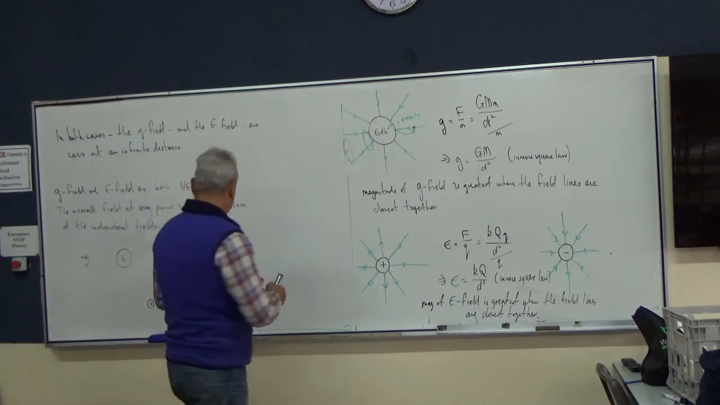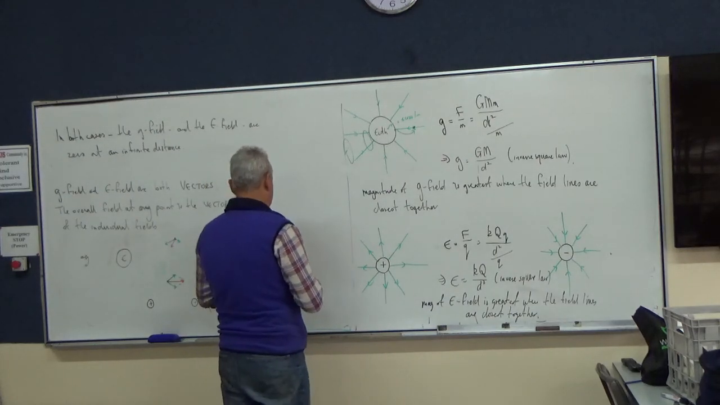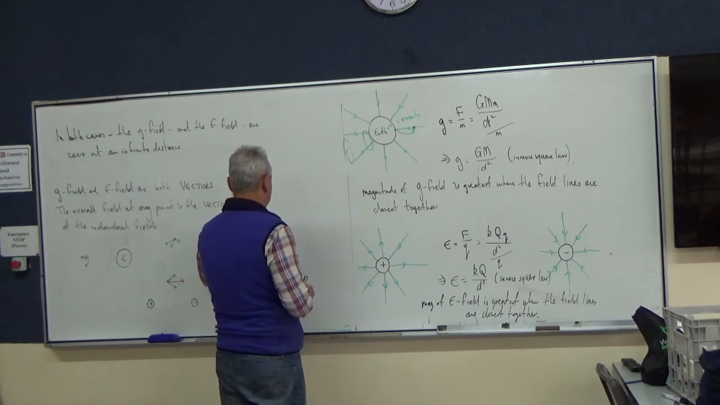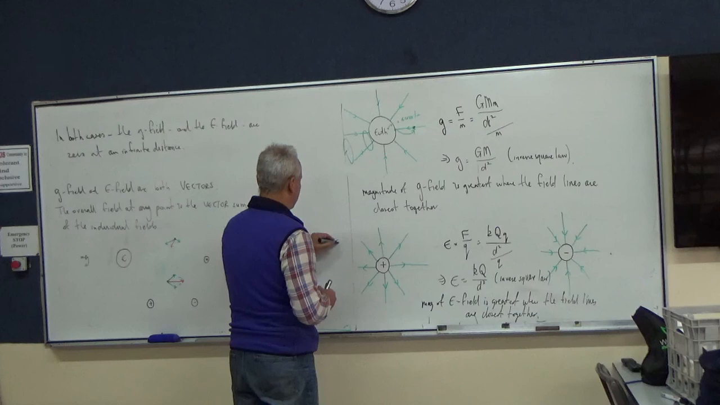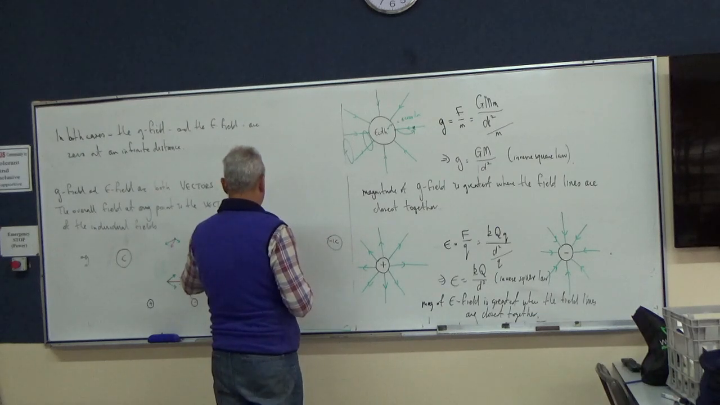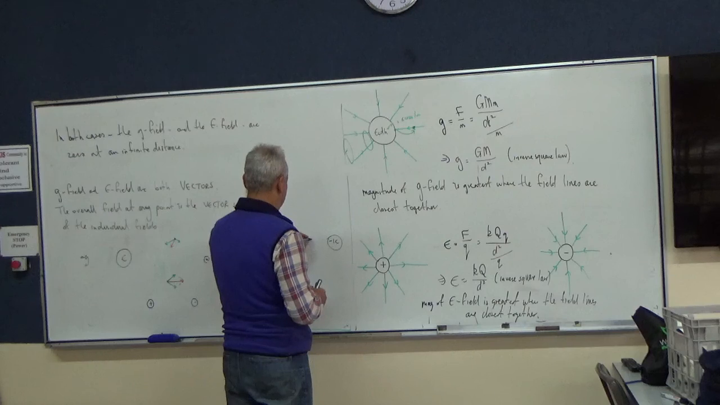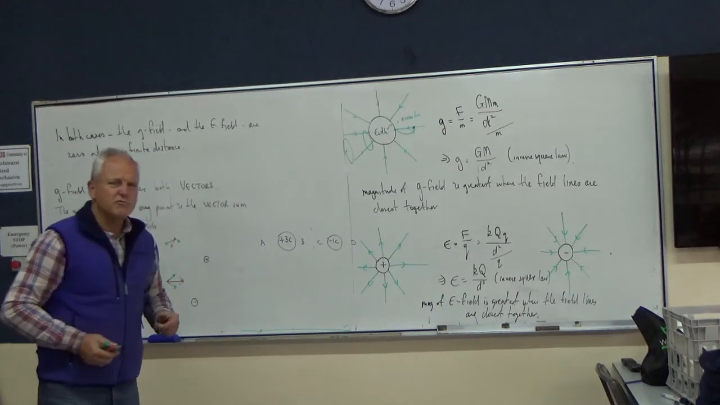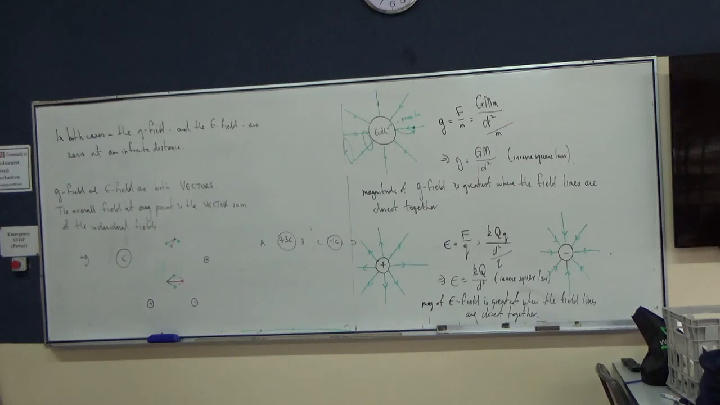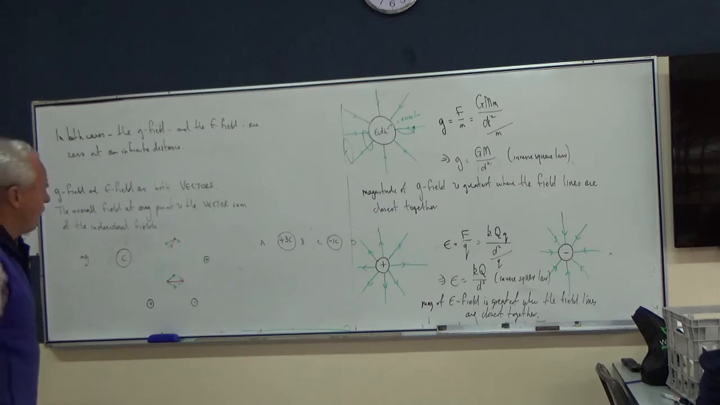For example, let's have a look. Let's do one. I've seen this question where you've got, say, plus 3 coulomb and minus 1 coulomb. Let's say regions A, B, C, and D. In which region, A, B, C, or D, could the electric field be 0?